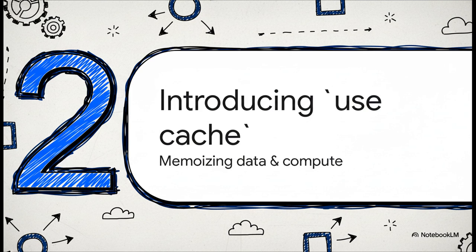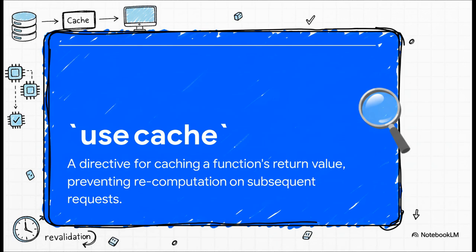This is Next.js's incredibly elegant solution for memoizing, which is just a fancy word for remembering the results of functions so you don't have to do the heavy lifting over and over and over again. It's honestly dead simple. When you add use cache to a function, you're just telling Next.js, hey, the first time you run this, save the result. For any other request that comes in looking for the same thing, just hand them the saved copy. It's a really straightforward and powerful way to make your app faster.